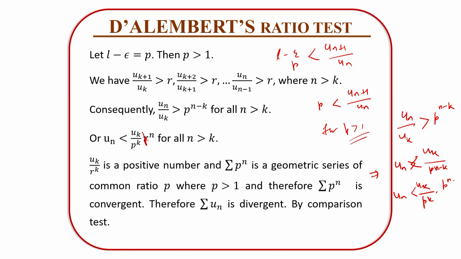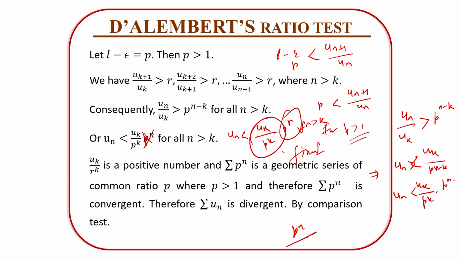This is not r, this is p, right? So u(n) is greater than u(k) divided by p to the power k, into p to the power n, for each n greater than k. And this is a fixed quantity. So again we have the same thing, and since p to the power n is a geometrical series and p is greater than 1, it is a divergent series, which leads, by the first comparison test, to the series u(n) being divergent in that case.